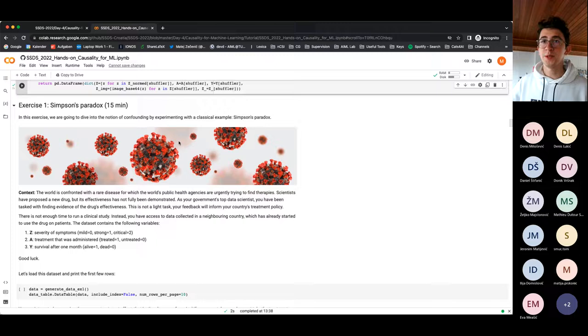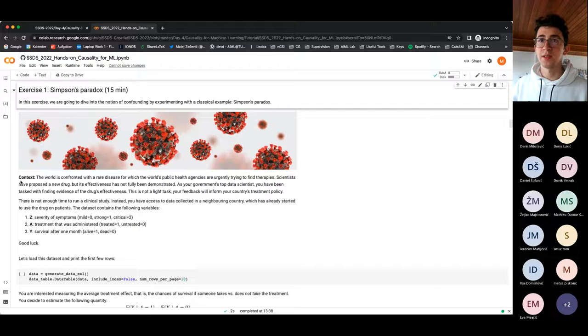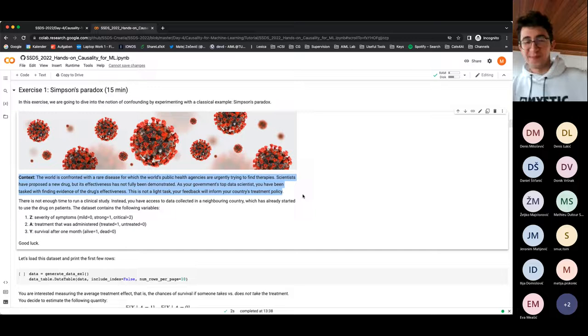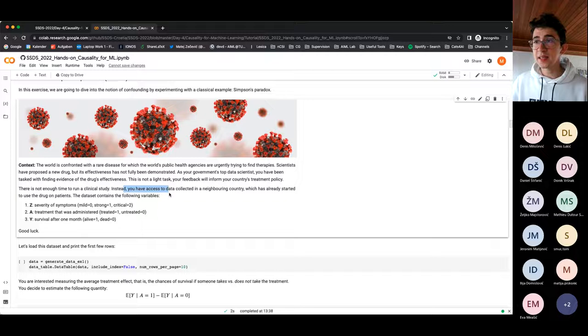And here's the context. The world is confronted with a rare disease, say COVID or whatever. The world's public health agencies are trying to get therapeutics for it, be it a vaccine, a medication or whatever. Scientists have recently proposed a new drug, and its effectiveness has not yet been fully demonstrated. You are the government's top data scientist, tasked with finding evidence for whether or not the drug is actually effective. This is not a light task, you have to take it seriously, since the feedback you give will have an effect on your country's treatment policy. Since there's not enough time to run a clinical study, you collect the data in the neighboring country, and this is what you're going to use as your basis.